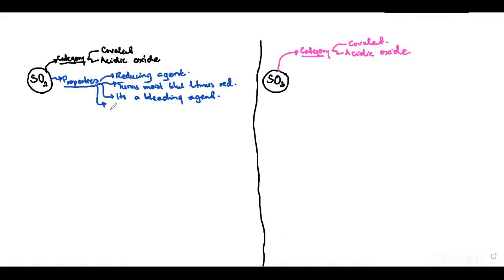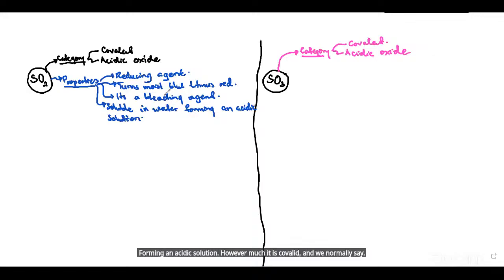This guy is soluble in water, forming an acidic solution. However much it is covalent, and we normally say that covalent compounds are insoluble in water, this one is soluble. So when you're writing about it, you have to be very keen and concentrate on its unique property.